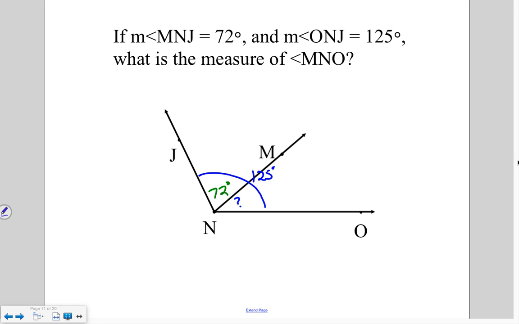Okay, MNO. Well, just like with our segment addition, if we've got a big piece, basically the whole angle, and we know part of the angle, in this case MNJ, we can subtract one from the other to get what's left. So I can do 125 minus 72. Looks like we got a 53 degree angle. So the measure of angle MNO equals 53 degrees.